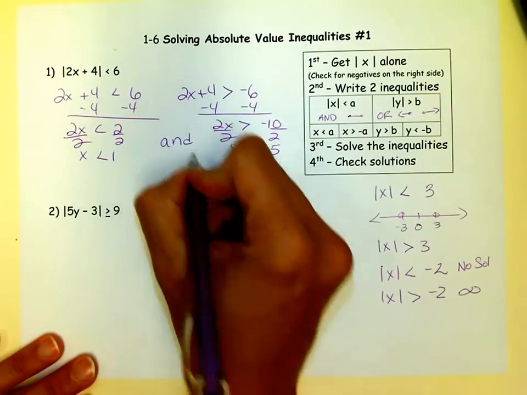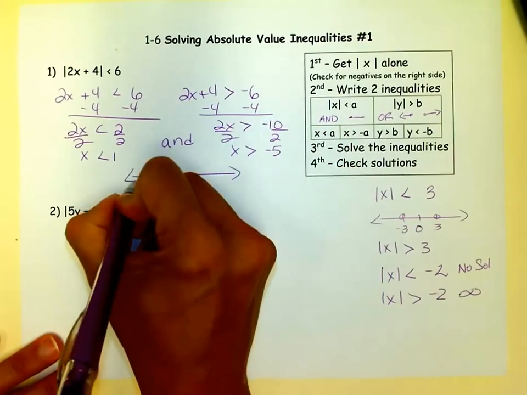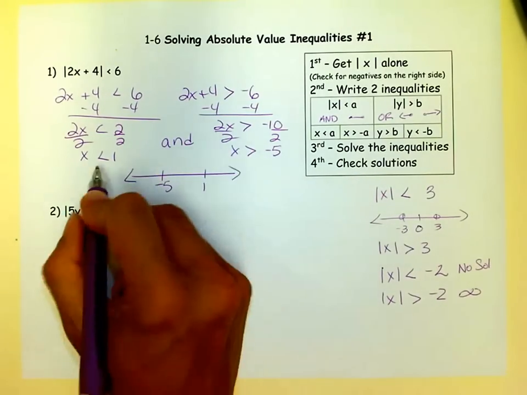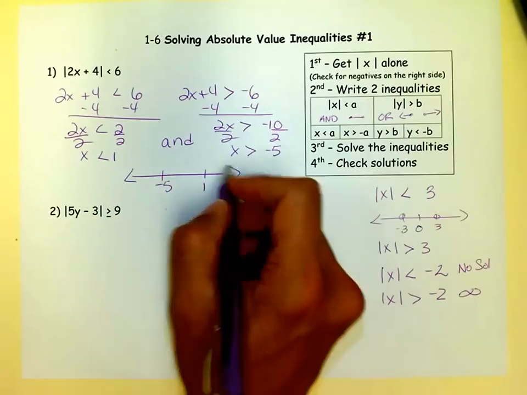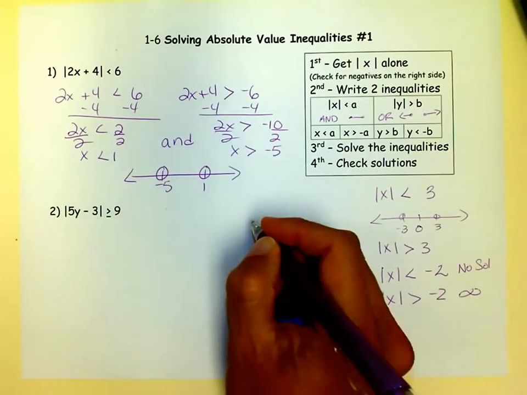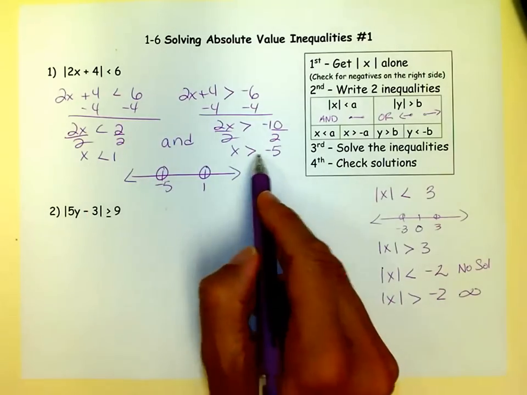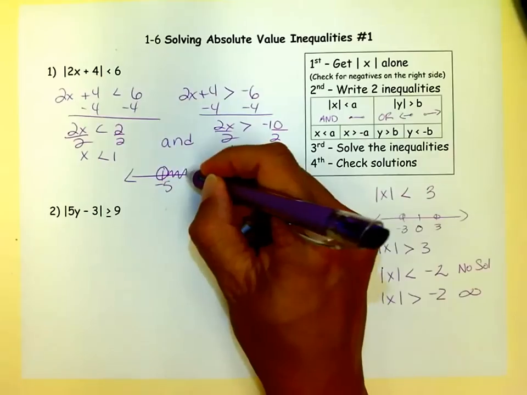Remember, this is an and. So when I go to graph it, I'm at -5 and 1. Since these are less thans and greater thans, those are open circles. And because it's an and, I want all the numbers that are less than 1 and bigger than -5. So I would shade in the middle.